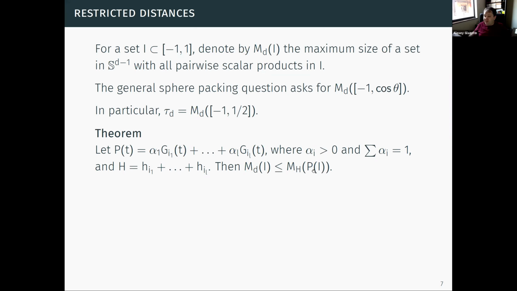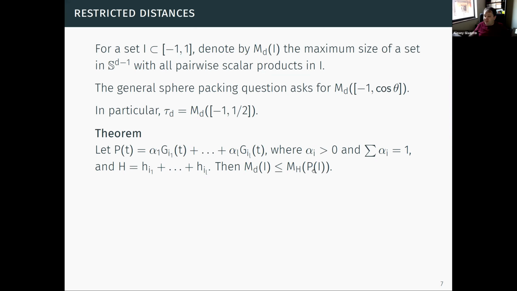We'll try to find a nice polynomial P so that we can use some packing bounds in a higher dimension. Whatever packing bound you like from a higher dimension, we use it there, and then we get some information for the packing in a smaller dimension.